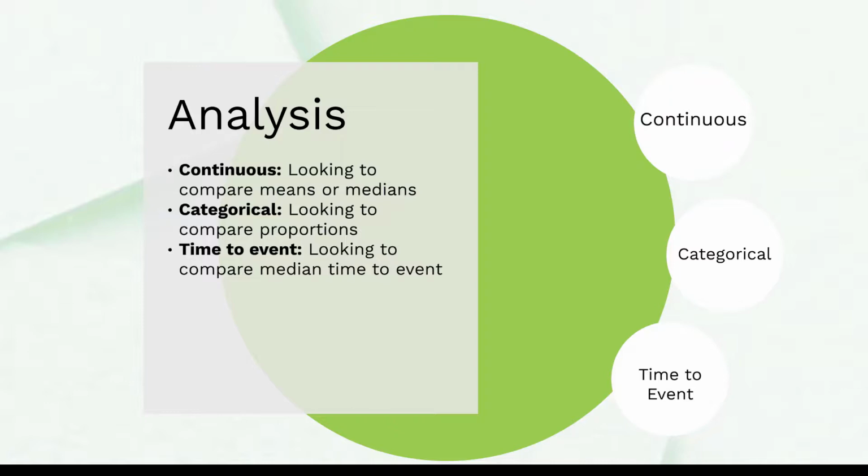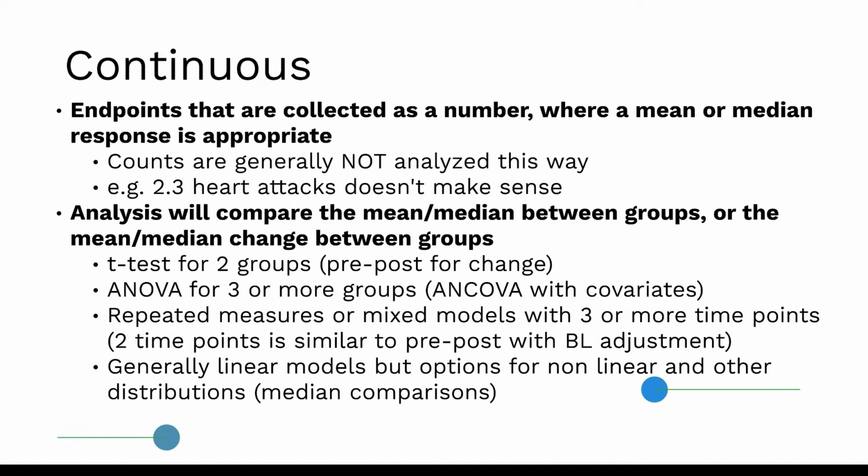Once you move into covariate adjusted, so if you're adjusting for things like age or gender, there are then analogous analytical methods associated with each of our basic methodologies. Let's quickly review a few of those. So for continuous endpoints that are collected as a number, the mean or median response is appropriate. Remember, means are considered to go with symmetric or normal distributions, whereas medians are more appropriate if it's something that is skewed or not symmetric.